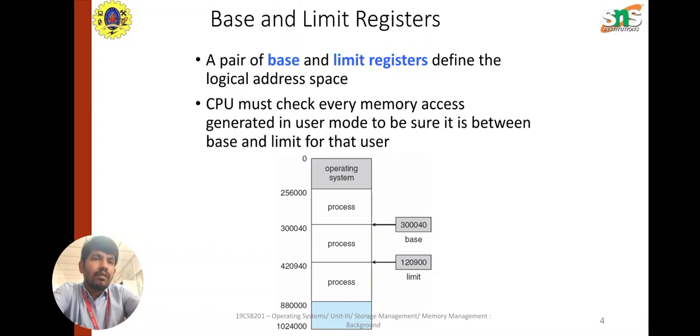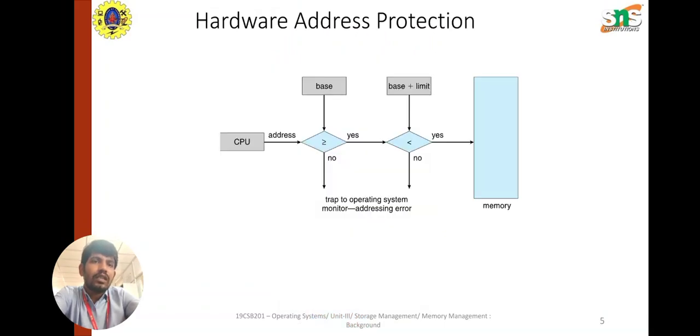In this diagram we have addresses in the main memory, such as 256000, 300040, 420940, 880000 and 1024000. The base is 300040 and the limit is 120900. In between, we have to store the data. So this is hardware address protection.